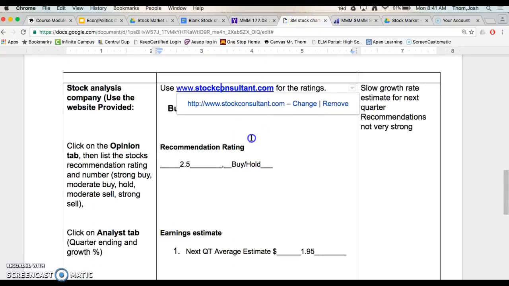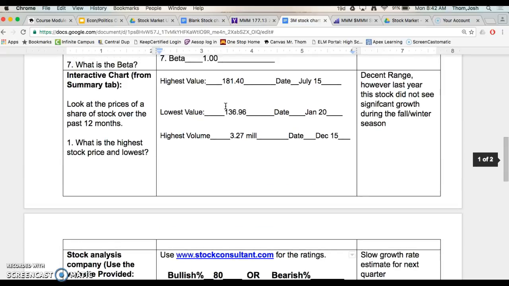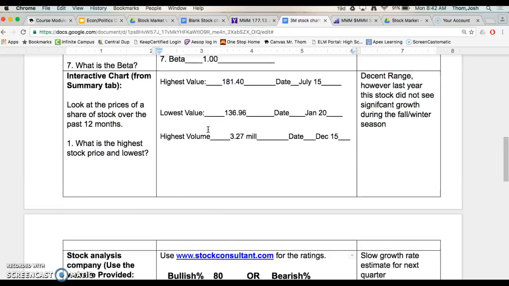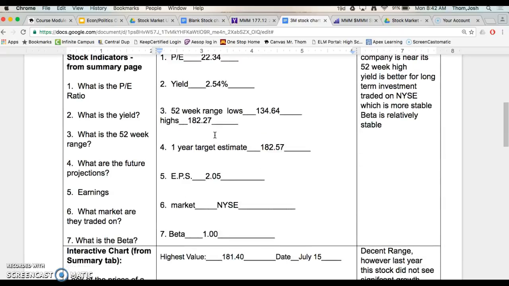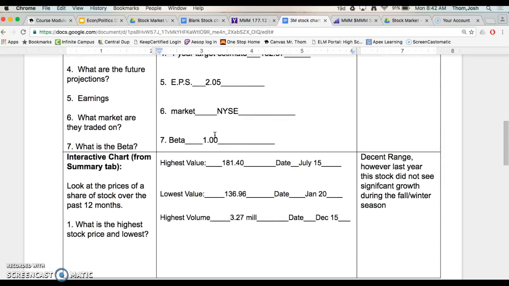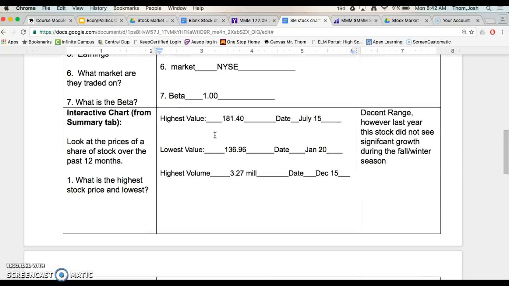I will warn you that at times, Stock Consultant may lock you out, or they may not have information for your given stock. If that's the case, you can just put NA for not available, and you can also put NA for any one of these things that Yahoo Finance or Stock Consultant does not come up with. So if there's no yield percentage, let's say up here, just put NA. Don't worry if there's no yield. That's not a big concern because most of your stocks probably won't have any yield or dividend payouts anyway. And that's not a bad thing.